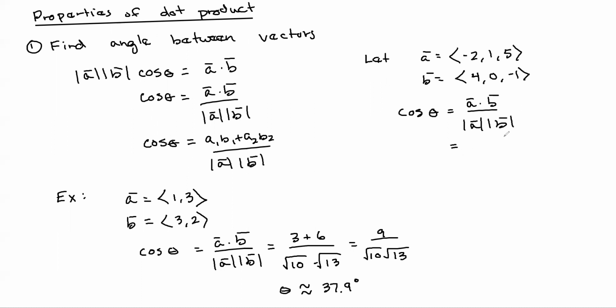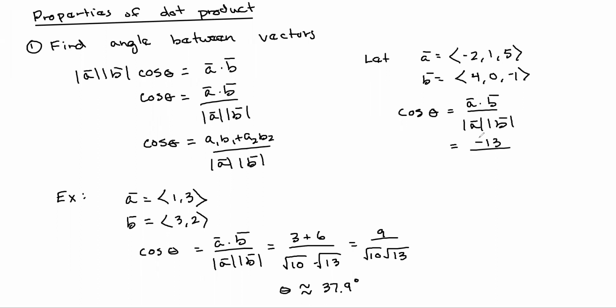So that's going to equal, so A dot B, we just want to go ahead and multiply and then add the next product and then add the next product. All right, so we're going to have -8 plus 0 plus -5. That's going to be -13.